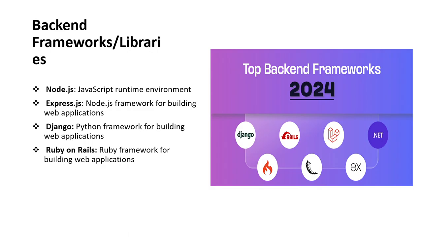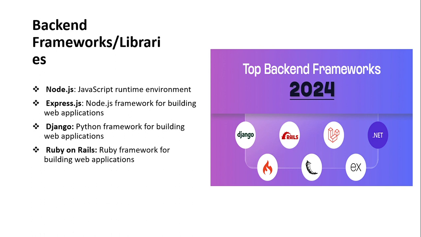Alright, so backend frameworks and libraries, we have Node.js, a JavaScript runtime environment. We have Express.js, a Node.js framework for building web applications. We have Django, a Python framework for building web applications. We have Ruby on Rails, a Ruby framework for building web applications. We have other frameworks, but these are the ones mentioned in this tutorial. We have other programming languages or server-side languages for building the back end. We have PHP. You can also use Java. You can also use C++ and the rest of it.